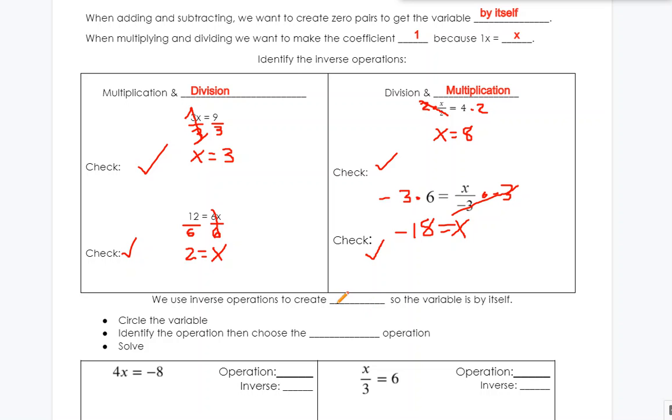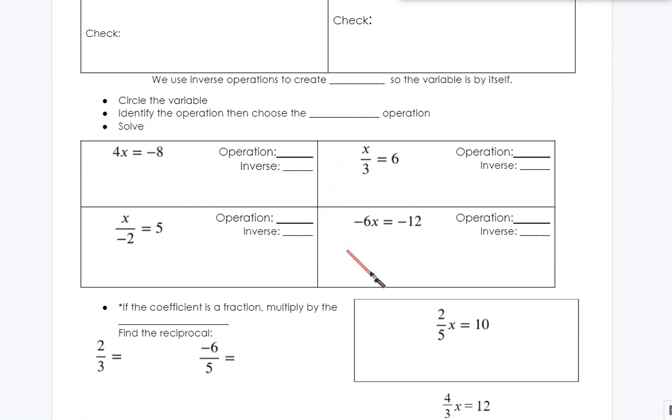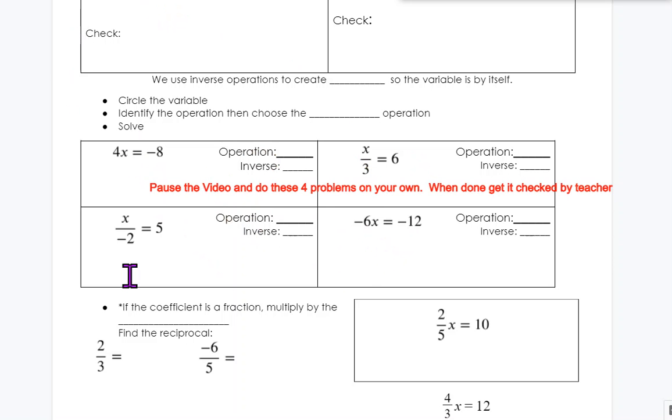Okay, this is the same thing as it was earlier. All right, let's see. Go ahead and pause the video. Try these 4 on your own. When you're done, get it checked by a teacher.